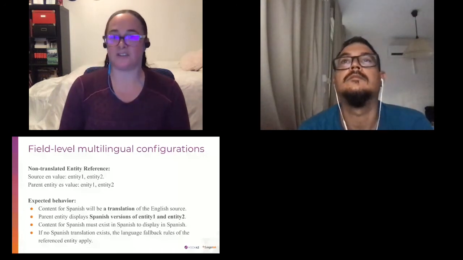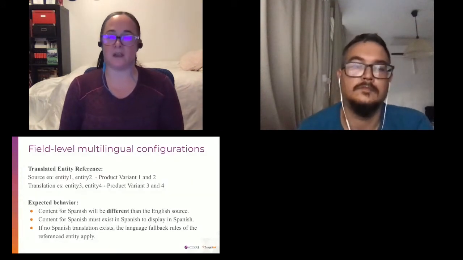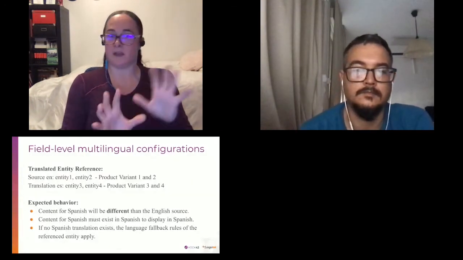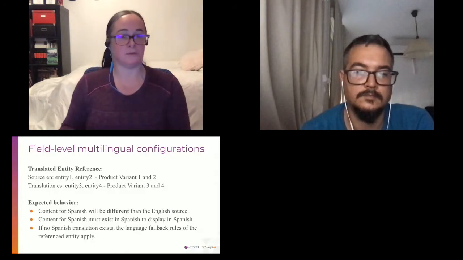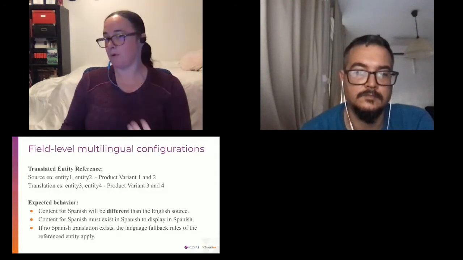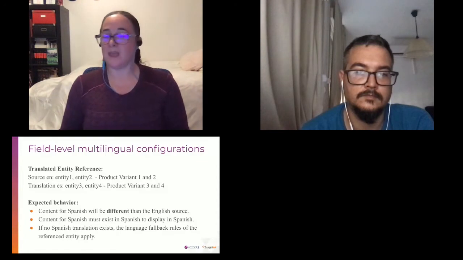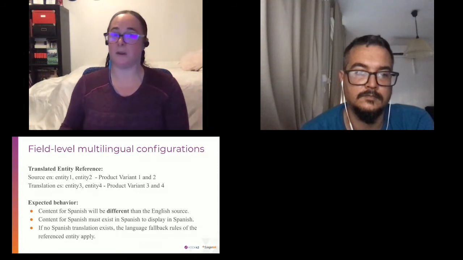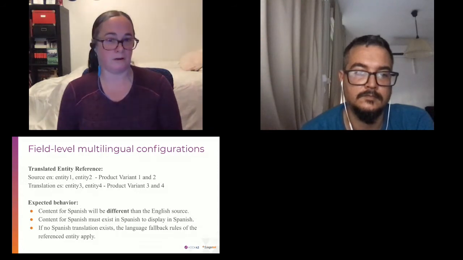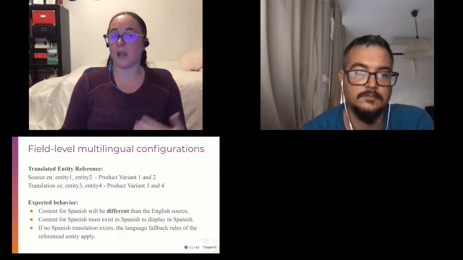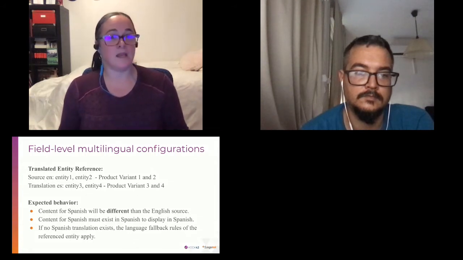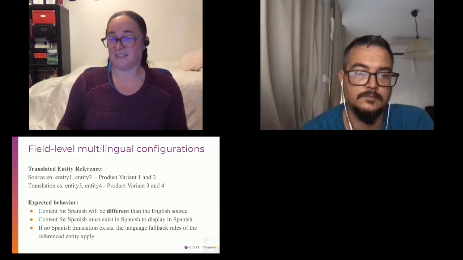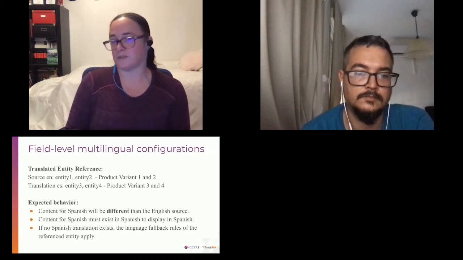And then there is the translated entity reference. So the source language has a reference to entity 1, entity 2. In real life, it might sound like product variant 1 and 2. The translation or localization, actually, in Spanish, may contain entity 3 and 4, which is product variant 3 and 4. You can see that the locale is different than the English source. But the content for Spanish must also exist in Spanish to display in Spanish, and the fallback rules will apply.